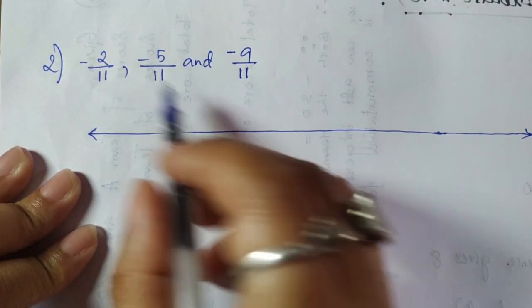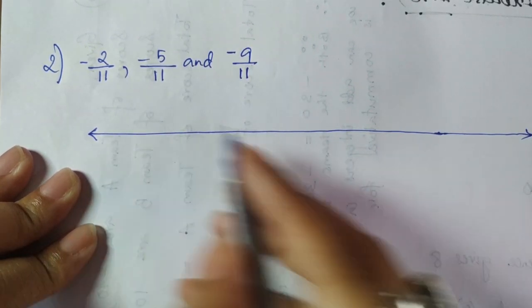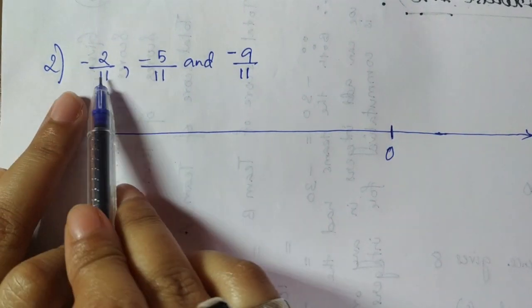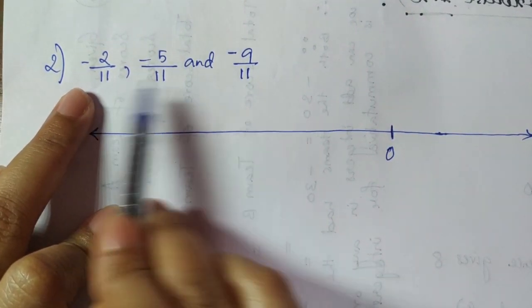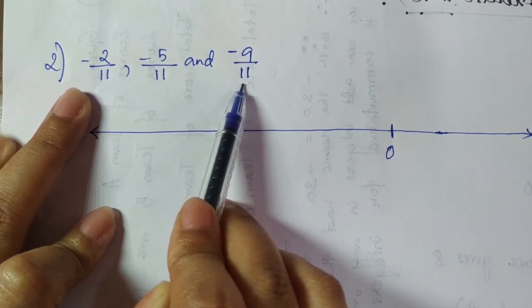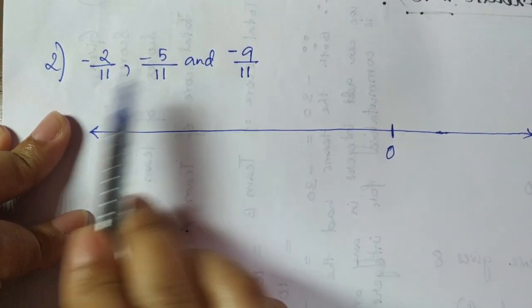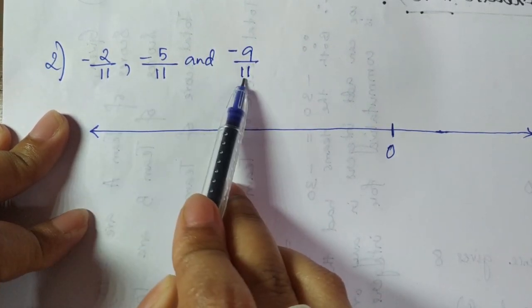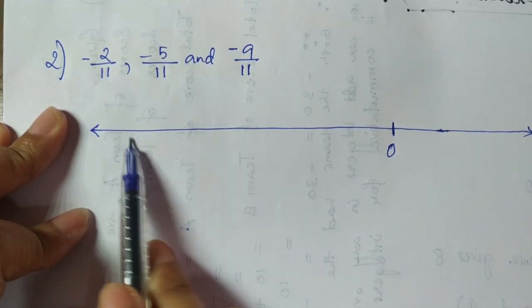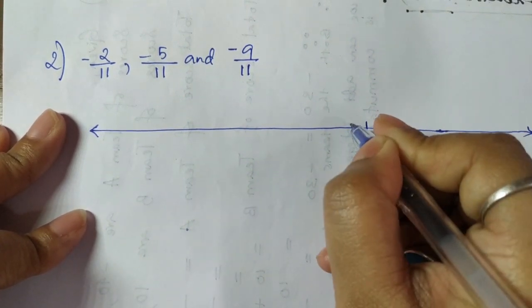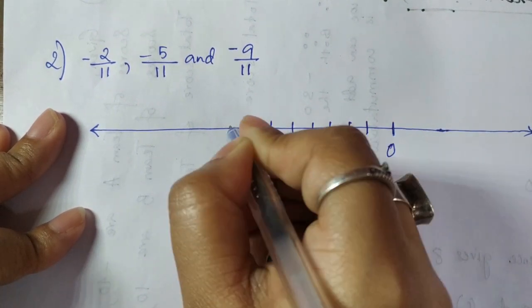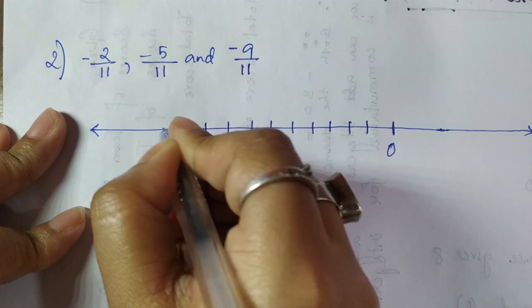Since all of them are negative, I'll need the left side of this 0. I can start my 0 from here. Now what we have to do, I can see all of their denominators are same. When all of their denominators are same, I do not have to find LCM and make the denominators same. It is already done. All of them have the same denominator and I can see the denominator is 11. So I will make 11 parts. Okay, so let me count 1 2 3 4 5 6 7 8 9 10 and 11.